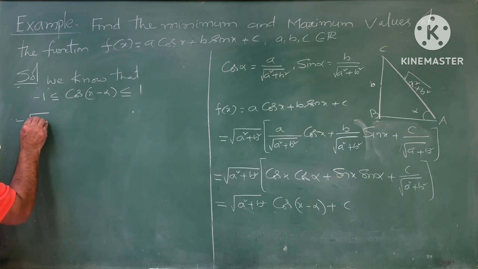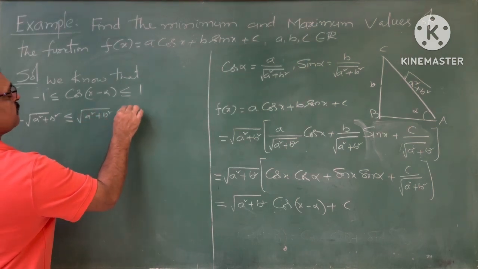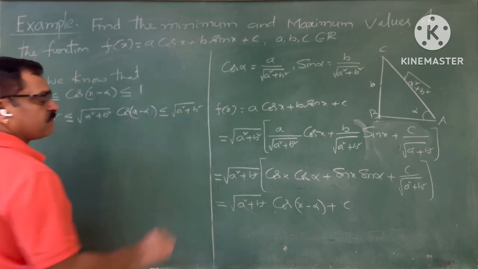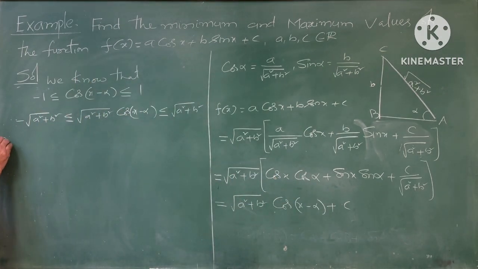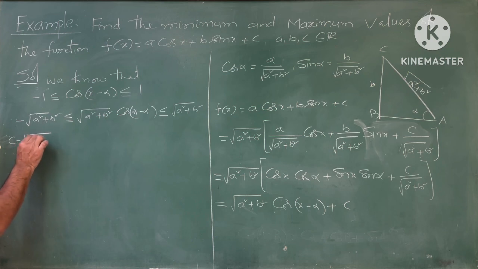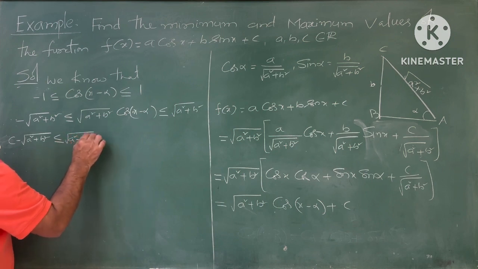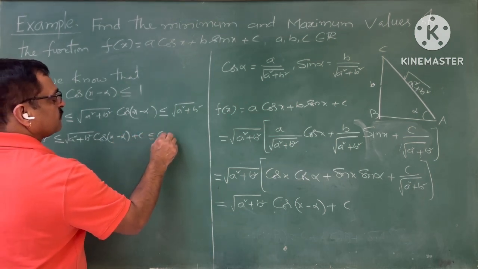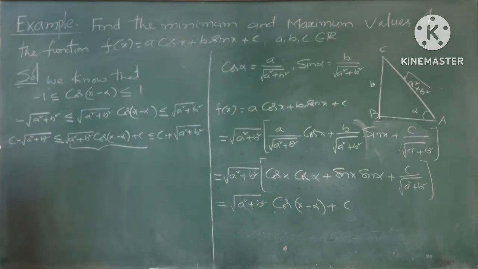It becomes minus root of a square plus b square less than or equal to root of a square plus b square cos of (x minus alpha) less than or equal to root of a square plus b square. And I have the c here. I add the c to every term. So it becomes c minus root of a square plus b square less than or equal to root of a square plus b square cos of (x minus alpha) plus c less than or equal to c plus root of a square plus b square. So the middle one is nothing but our function f of x.